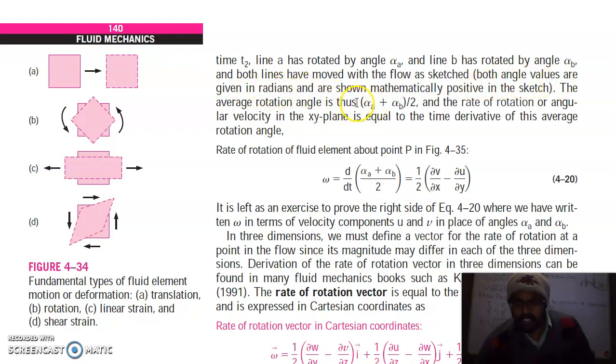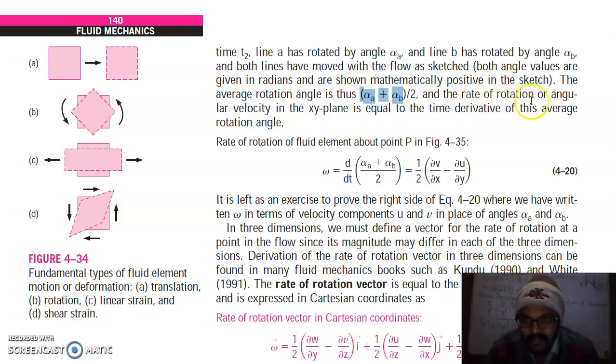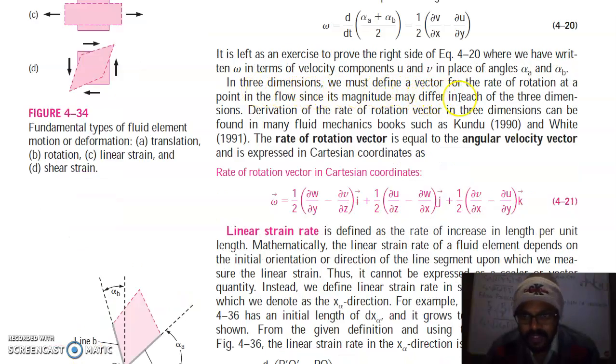So the total average rotation is (alpha A plus alpha B) divided by 2, and the rate of rotation, or angular velocity, in the xy plane is equal to the time derivative of this average. When you take the derivative, you will get del v by del x minus del u by del y. In three dimensions, we must define a vector for the rate of rotation at a point in the flow since its magnitude may differ in each of the three dimensions.